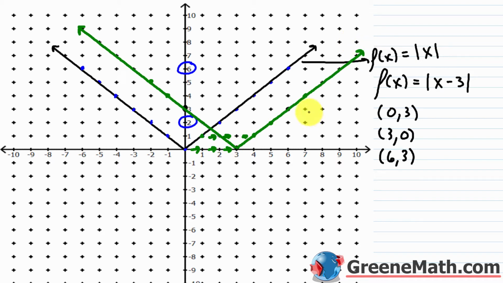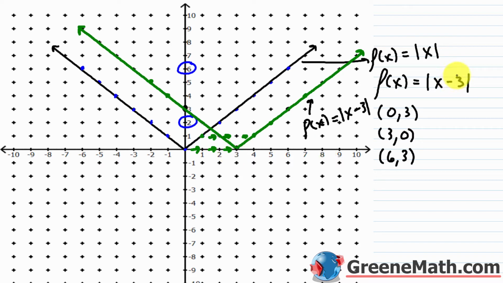So this guy, let me label it. This is f of x equals the absolute value of x minus 3. Again, for a given y value, the x value now has to be 3 units larger. And so that creates a graph that's just going to shift to the right by 3 units. So hopefully that makes some sense for you.